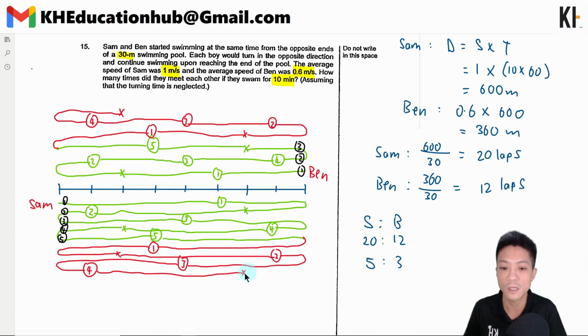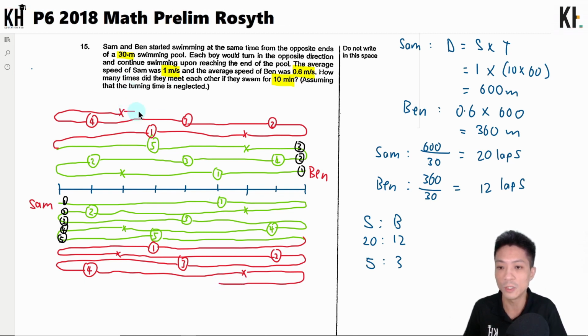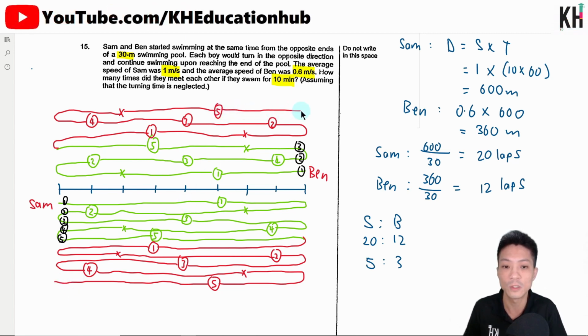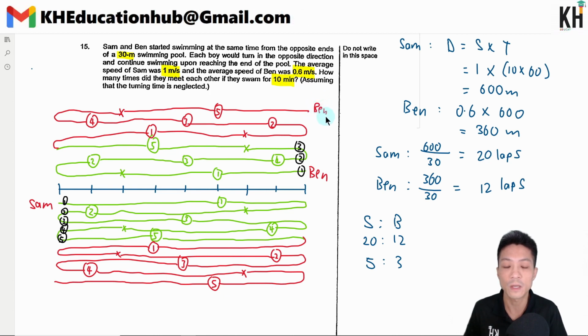And then for Sam, he will go another 5. So 1, 2, 3, 4, 5. For Ben, another 3. 1, 2, and 3. This is the 5th time they meet each other. Okay, so Sam will continue to swim another 5 and he will reach the end of the pool. Okay, 1, 2, 3, and he will reach here. Okay, so now Ben is over here and he's back to the original starting point, and Sam is over here, right? He's back to the original starting point.